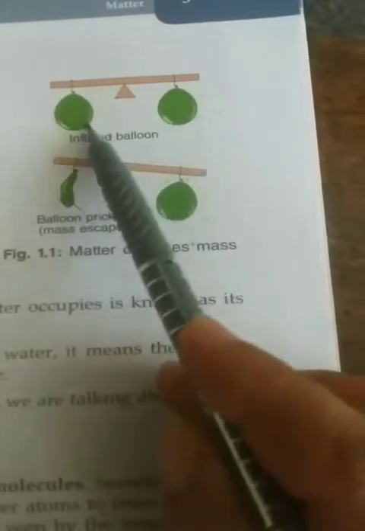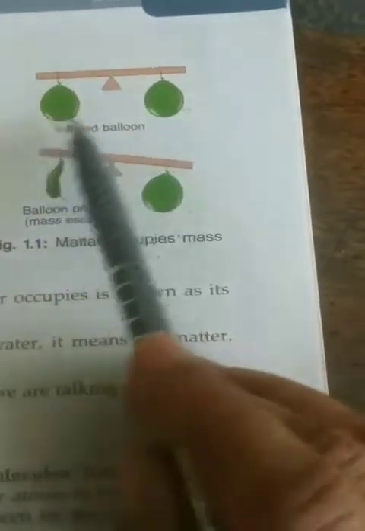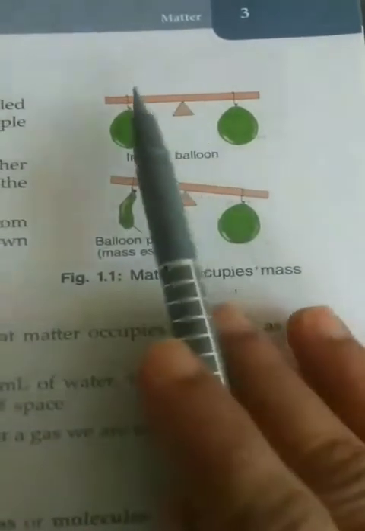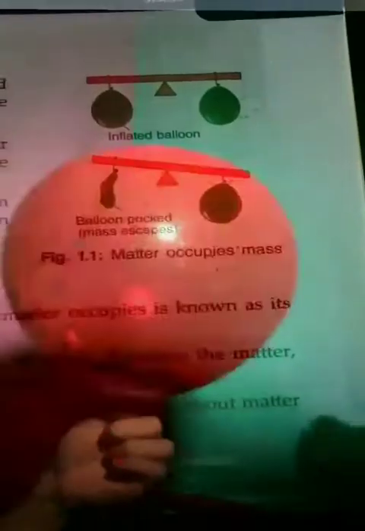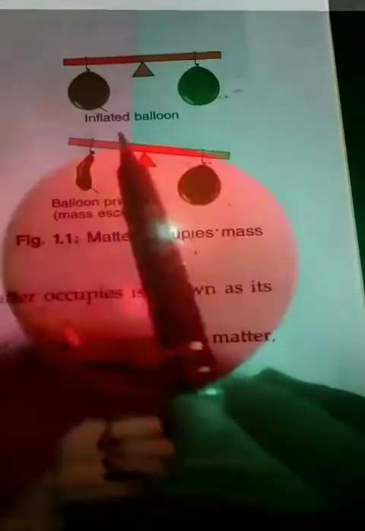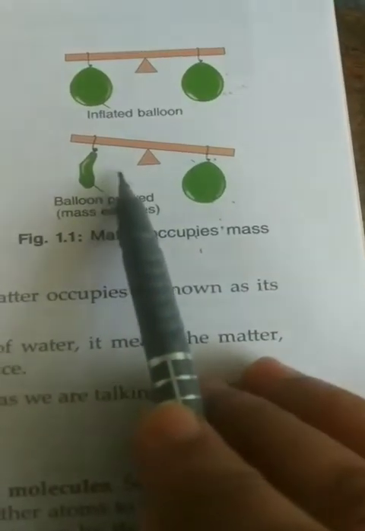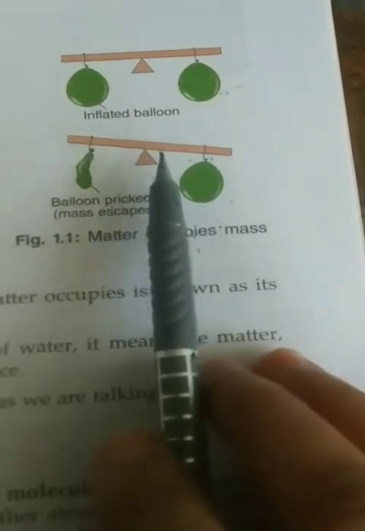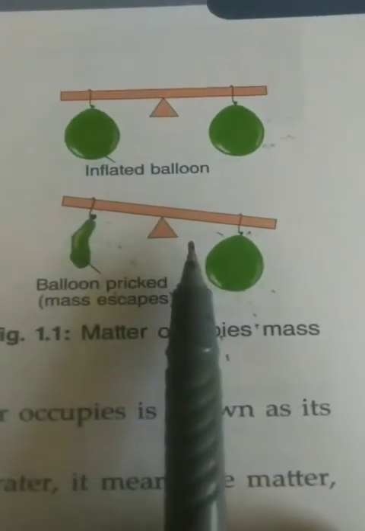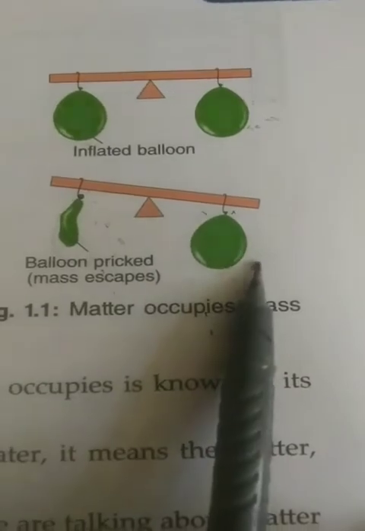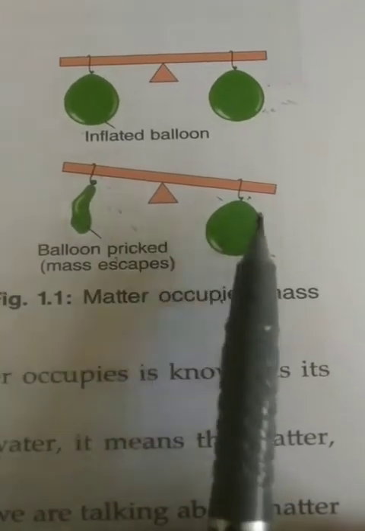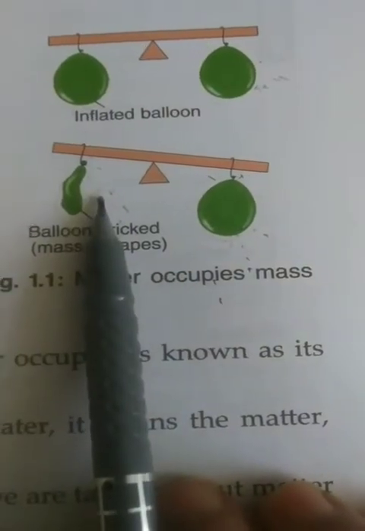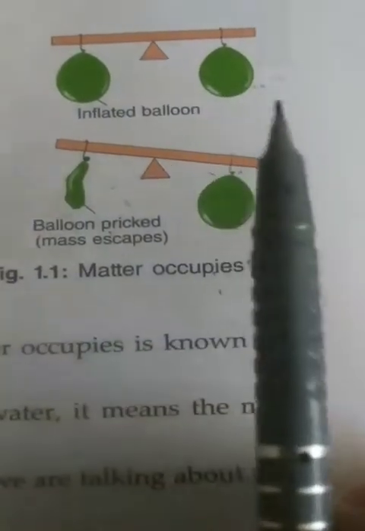Take a rod and tie two inflated balloons on either side of its center and suspend the rod from the center. The rod will be horizontal. Now you will prick one balloon. Air from the balloon will escape and the rod will tilt down. You can see the diagram. The inflated balloon is heavier, the reason being this balloon has air and this balloon is without air. Clear? So matter has mass.